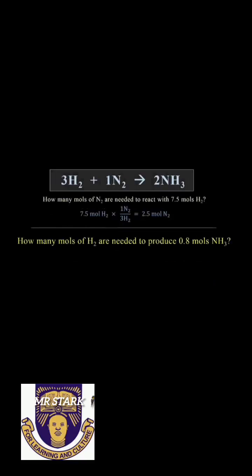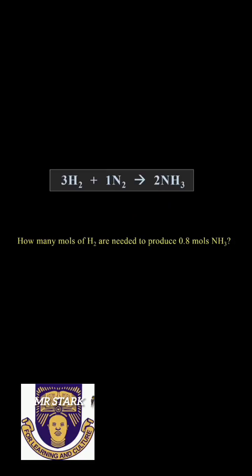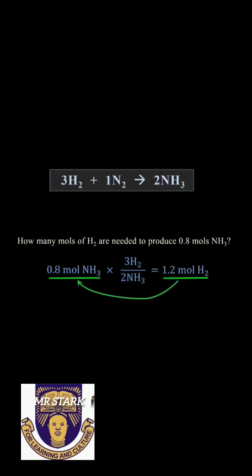How many moles of hydrogen are needed to produce 0.8 moles of NH3? You want to find out how many moles of hydrogen are needed in the reaction to get 0.8 moles of ammonia, NH3. We write down what's given in the problem, 0.8 moles of NH3, and multiply it by the ratio of 3 hydrogens for every 2 NH3. That tells us that 1.2 moles of hydrogen are needed to produce 0.8 moles of ammonia. In a problem like this where the other reactant, in this case nitrogen, is not mentioned, we would just assume that there is enough nitrogen to react with that amount of hydrogen.